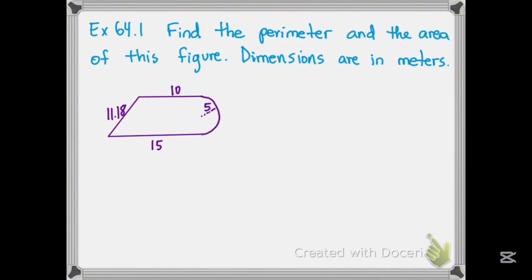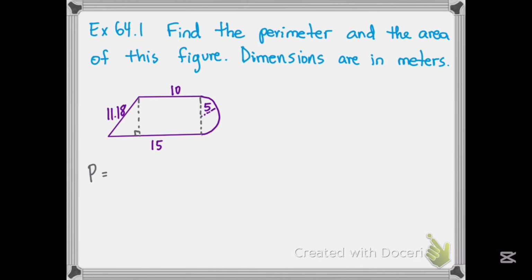So let's look at this first example. It says, find the perimeter and the area of this figure. Dimensions are in meters. This figure has 3 different shapes in it. If we cut here, there's a triangle. If we cut here, then we have a rectangle and a semicircle. So let's start by doing the perimeter. Remember that perimeter is the sum of all of the sides around it.